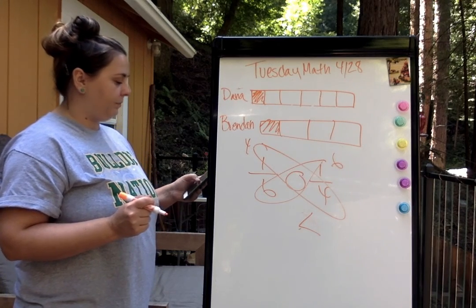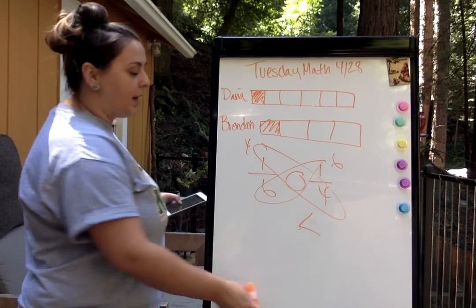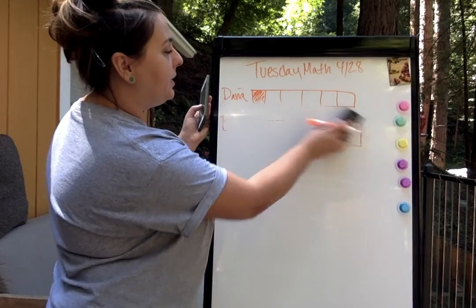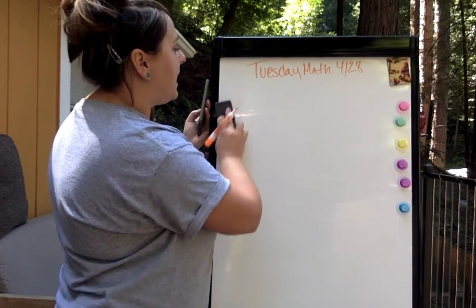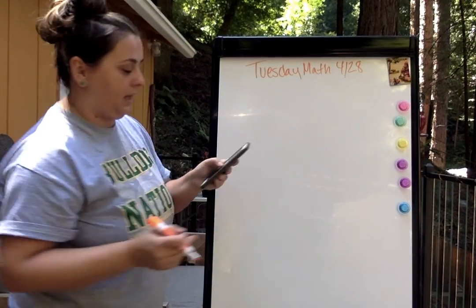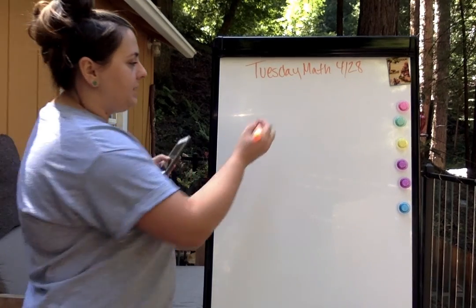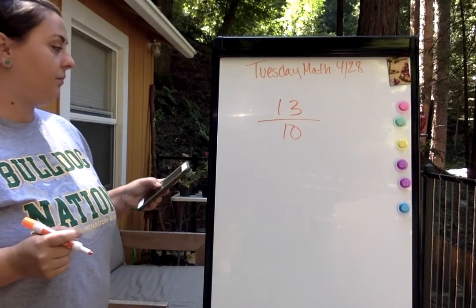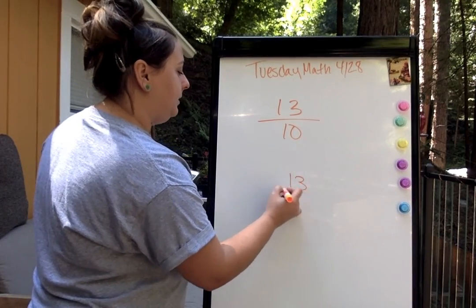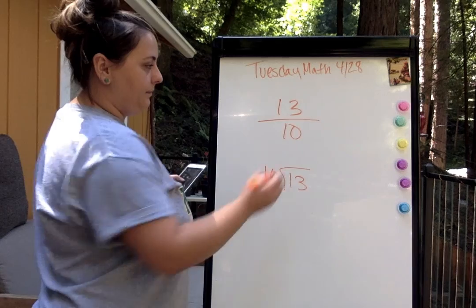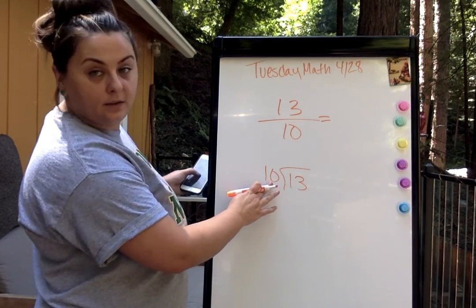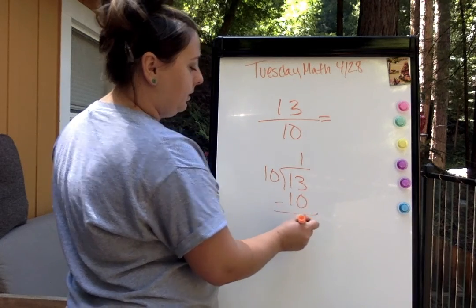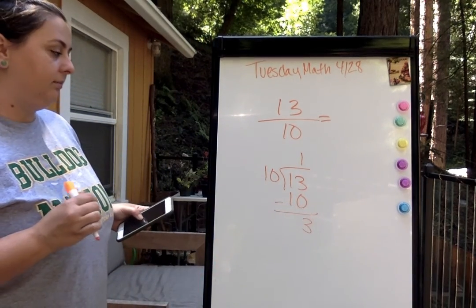piece of his picture. Now we are asked to write an improper fraction as a mixed number. Now I want you to remember that an improper fraction means that the numerator is larger than the denominator. So we've got 13 tenths. Okay? Let's do this. 13 divided by 10. 10 goes into 13 one time, leaving us with a remainder of 3.